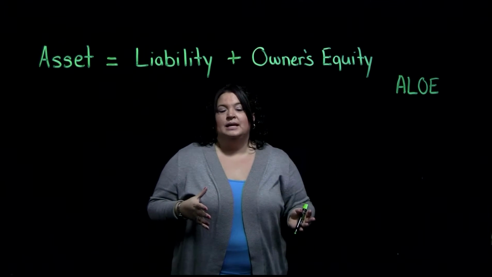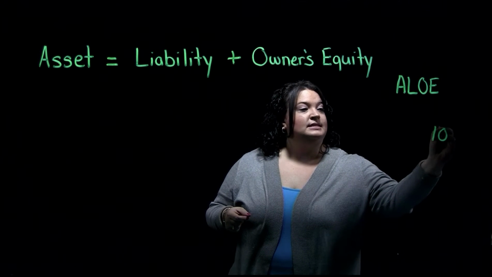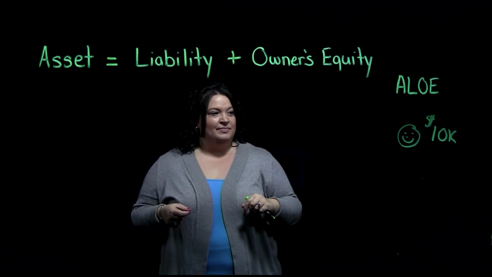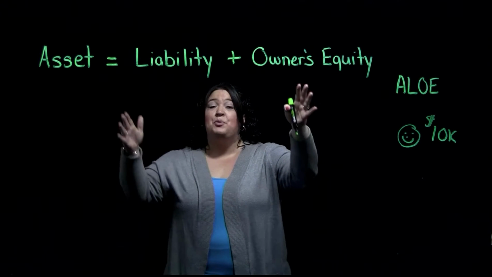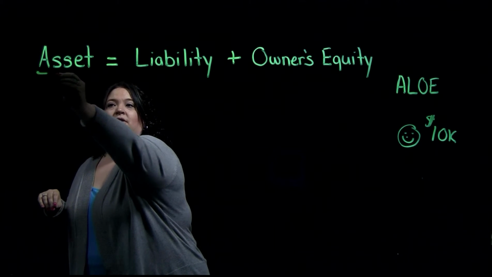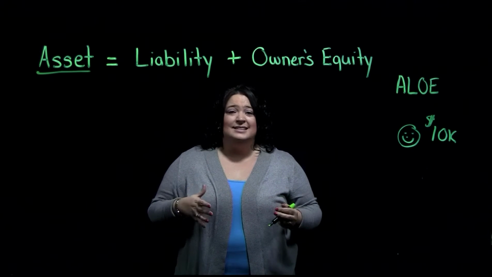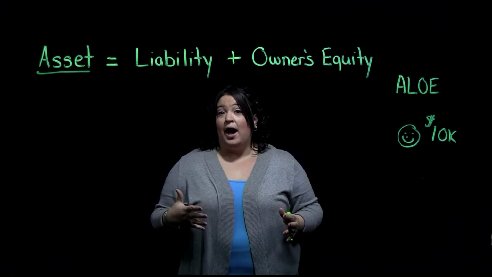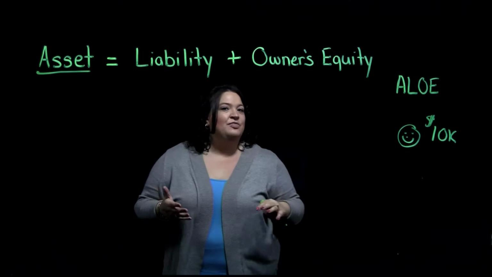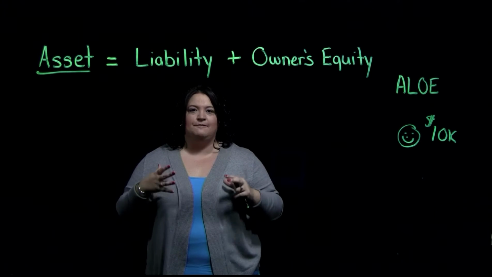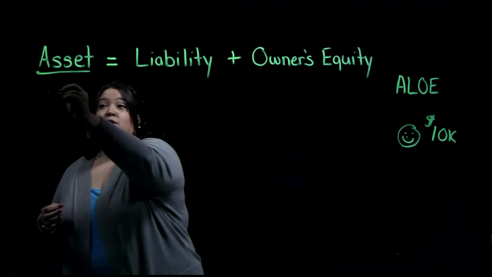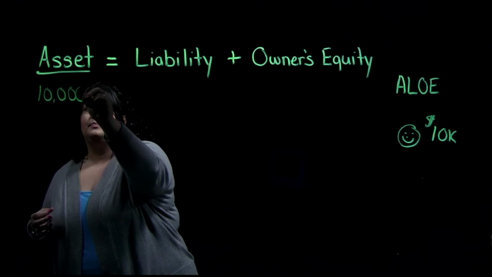Let's take an example. Let's say I've managed to save $10,000, and that $10,000 makes me very happy. I want to take that $10,000 and put it into the accounting equation. So let's discuss this. Our first part is an asset. An asset, it's anything of value. A house, a car, this marker, the Lightboard, even that $10,000 in cash. It all has value. And therefore, the $10,000, that's our asset. So we'll put it underneath the asset column.